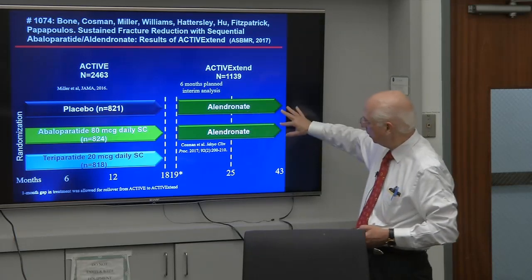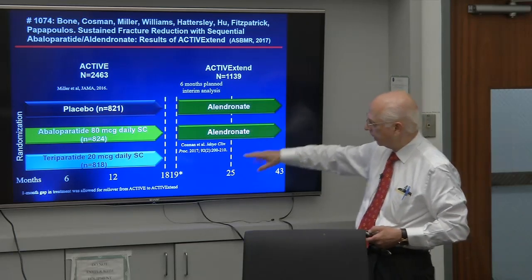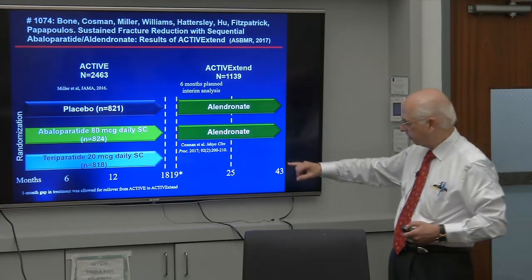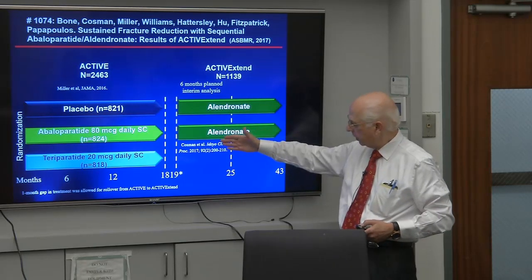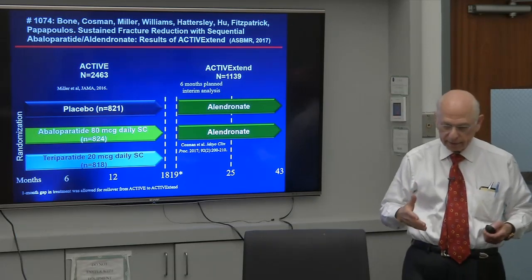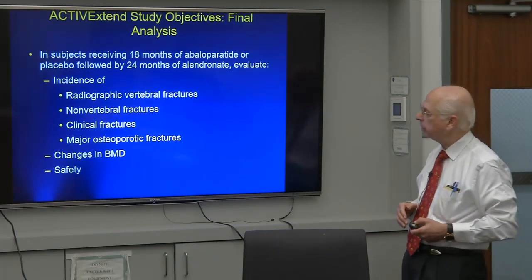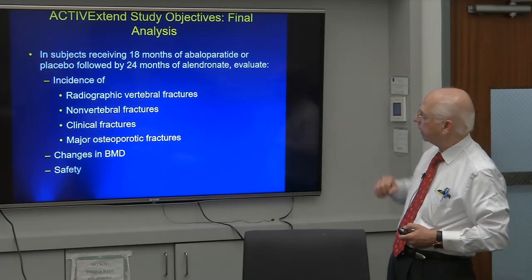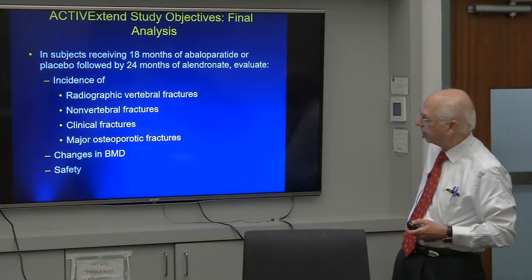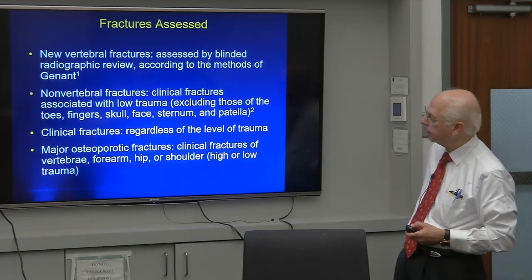So what we have is the 2-year experience with the placebo going to alendronate or abalo going to alendronate. There's no teriparatide switch. The teriparatide arm is gone. Felicia published the 6-month experience, and as I mentioned before, the 24-month experience is being considered. And I'm going to show you the 24-month experience because it's really the same as the 6-month experience. So again, 18 months of abaloparatide followed by 24 months of alendronate, and the endpoints were radiographic vert fractures, non-vert fractures, clinical, all the usual, as well as BMD and safety.